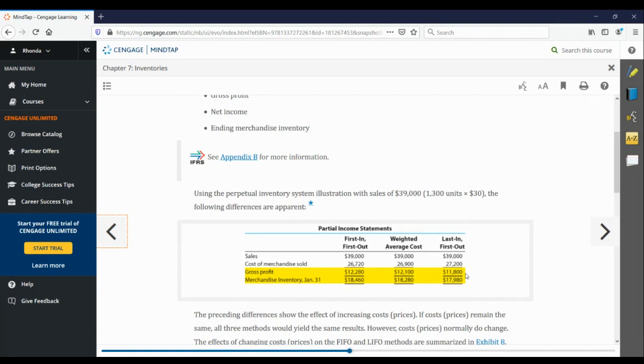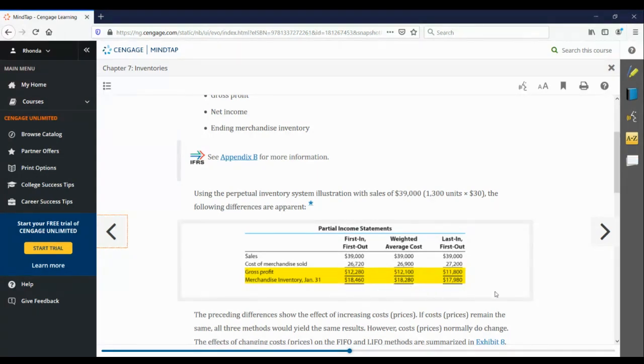But the last in, first out method from a management perspective would mean that they could have some tax savings, and so that's why they would want to use this particular method. Now, on the balance sheet for the last in, first out method, as you can see, the ending inventory is valued lower than it would be for the first in, first out method and the weighted average method.